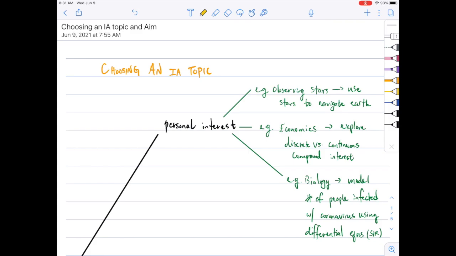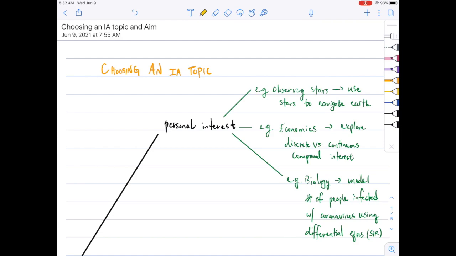Before we talk about the aim and what the aim is, we're going to first talk about choosing an IA topic. I use the word topic just as the general concept that you're going to be exploring. That would be your IA topic. I'll define what an aim is a little bit later. But your IA topic is just, what are you exploring? What mathematical concept are you exploring?